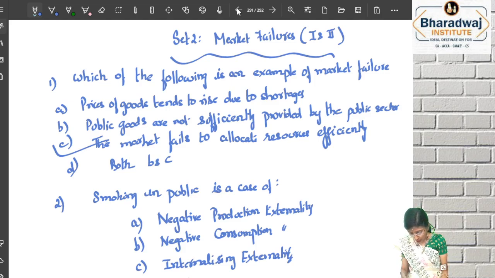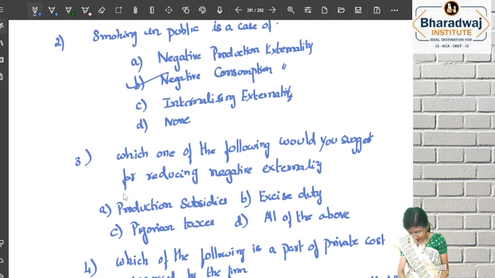The next one: smoking in public is a case of negative production or consumption? Consumption. Be sure, a repeated question also. Then the third one: which of the following would you suggest for reducing negative externality? What will you suggest? Excise duty. Okay. All of the above.